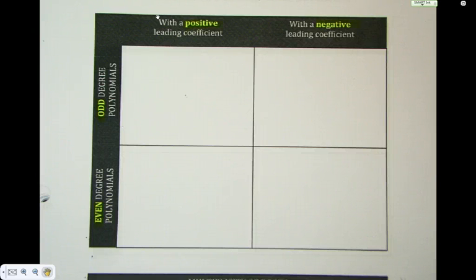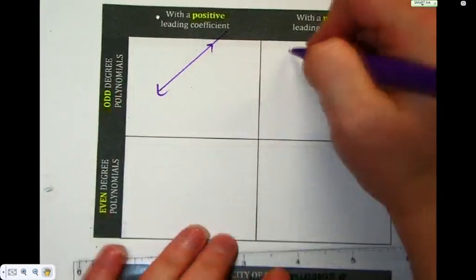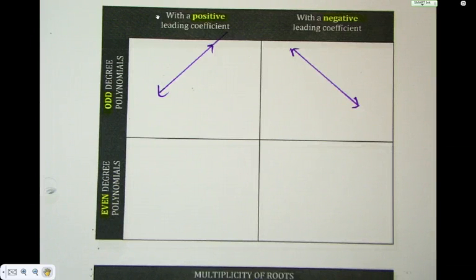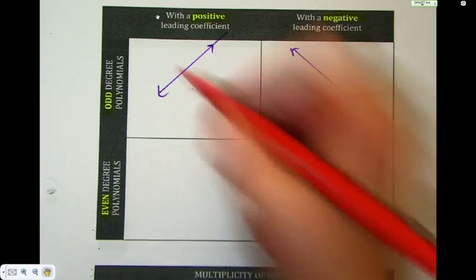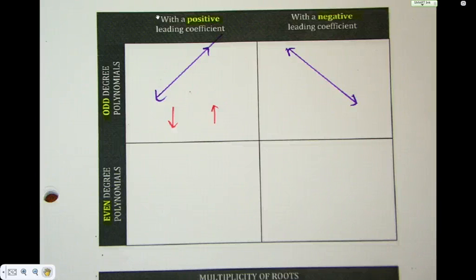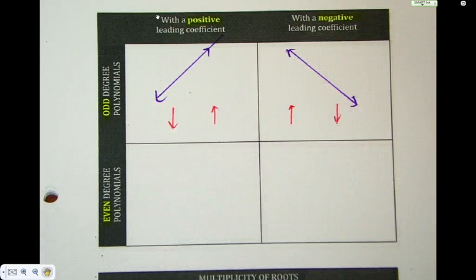For the odd, the one that you've drawn the most often is a line. So I think of a positive line, and I think of a negative line. Even if it's a cubic, even if it's a quintic, I picture a line because they all have odd exponents. And a line you've drawn a million times. So I know it goes down and then it goes up. And the negative is going to be the other way, which is up on the left and down on the right.